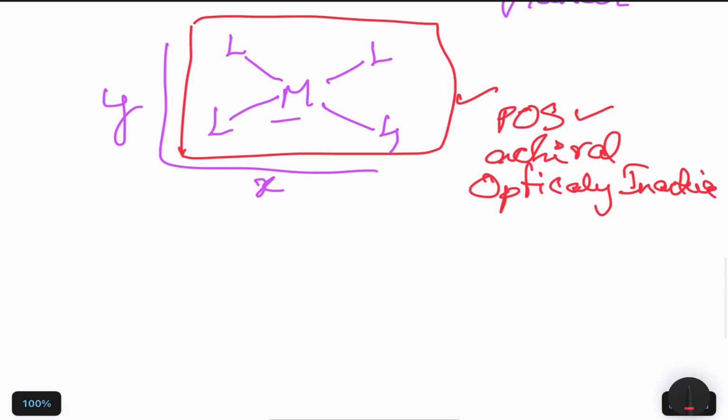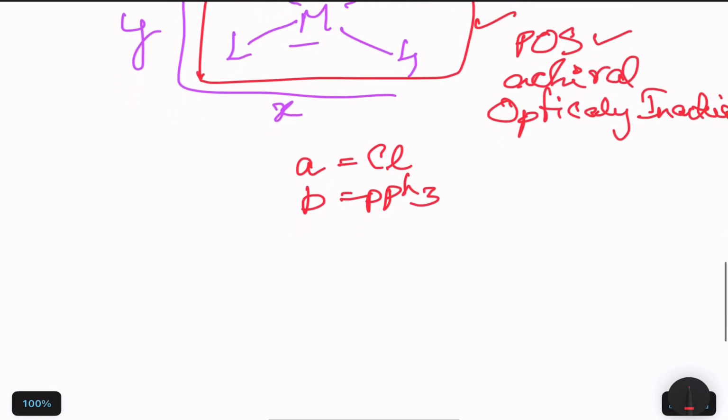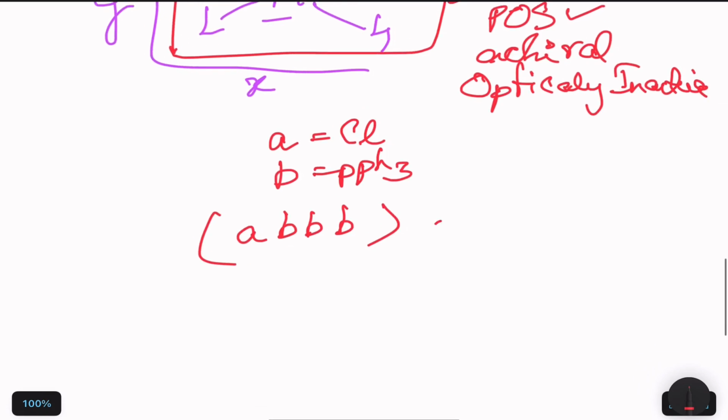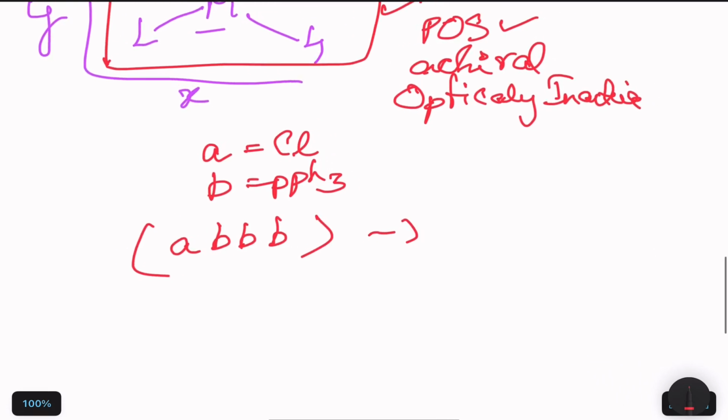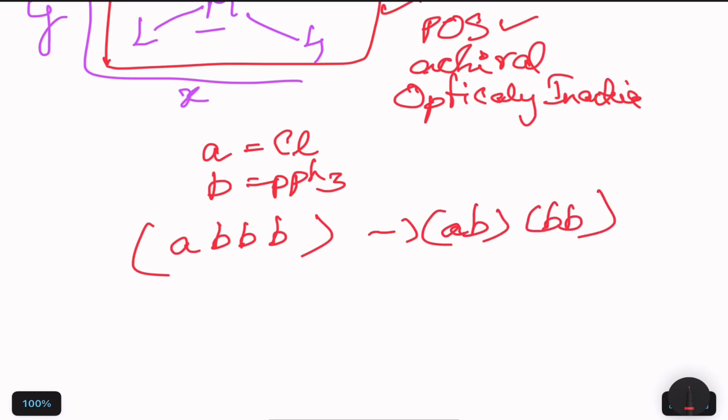In order to find the geometrical isomerism, we have to consider the ligands. Consider chlorine as ligand A, then triphenyl phosphine as ligand B. Only two ligands are present: one chlorine and three triphenyl phosphine. We have to take these in pairs. How many different types of pairs we can form is the number of geometrical isomers. So AB and BB. This is the only type of pair we can form, so it does not have geometrical isomerism.